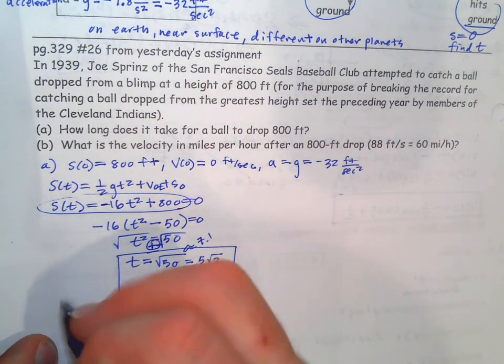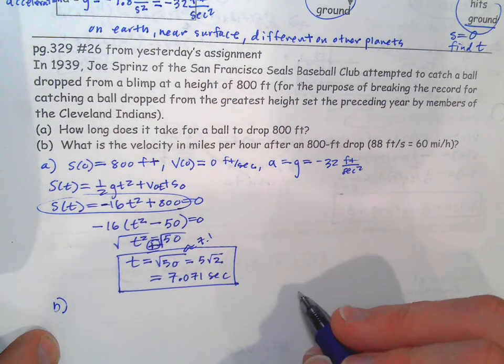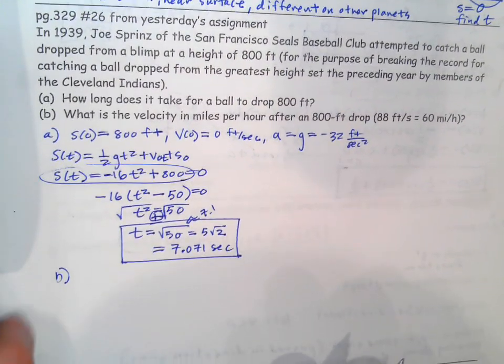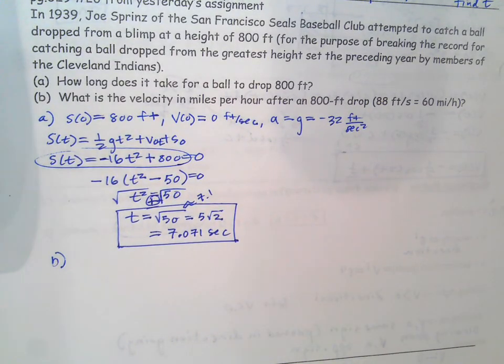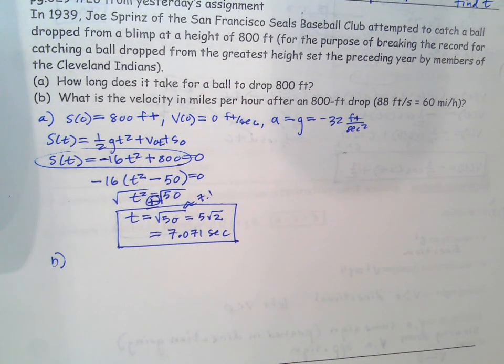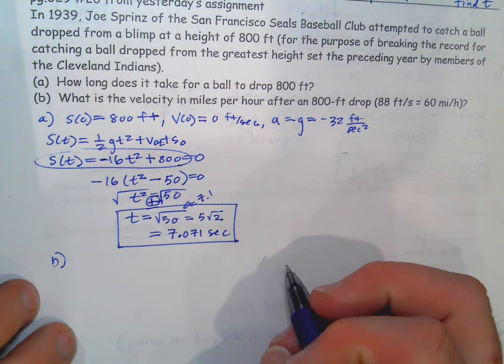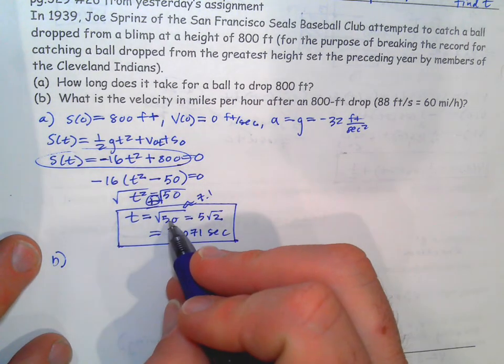Next important question might be, well, what's the velocity in miles per hour after the 800-foot drop? Like, how fast is this ball going? A pitcher in Major League Baseball nowadays, a fastball could be in the 100-mile-an-hour range. So that seems doable if it's like 100 miles an hour. It seems like they probably do that. So what we need to do is plug this time into our velocity equation.